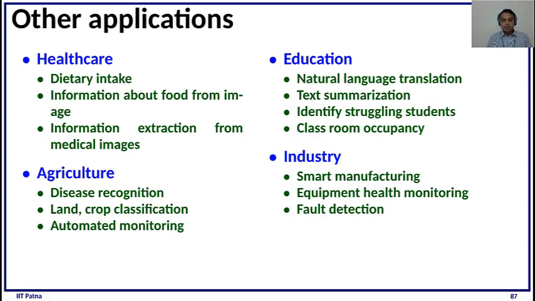The education sector is also an important one, and natural language translation is an important problem. Say I'm looking for a particular video to learn certain things from the internet. That information may be available in English, but somebody may not be so familiar with English and may try to listen in their native language. Then how one language can be translated into another language is a very challenging problem. Again, text summarization: if I have a very big text, can we summarize it to extract the meaningful information out of it?